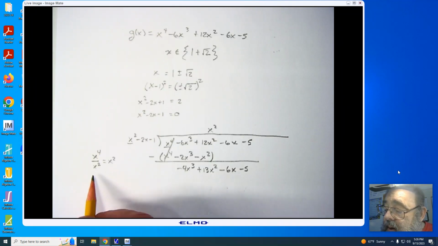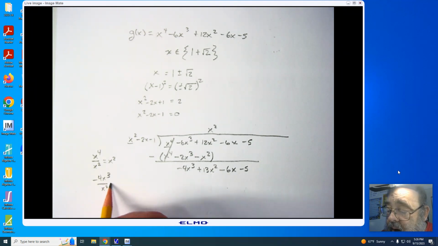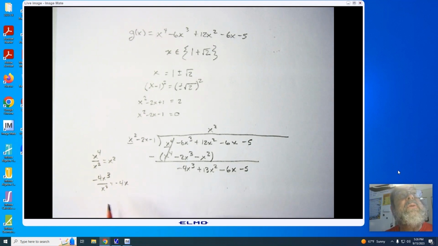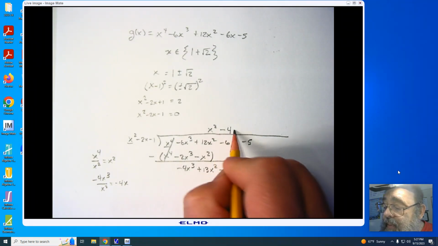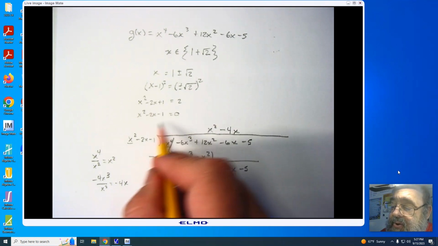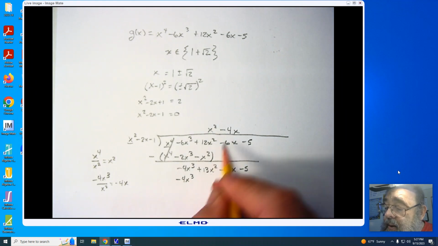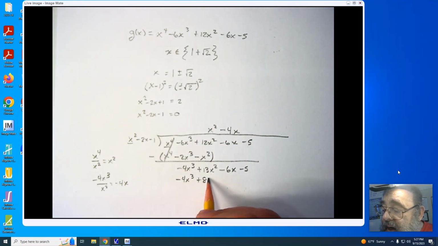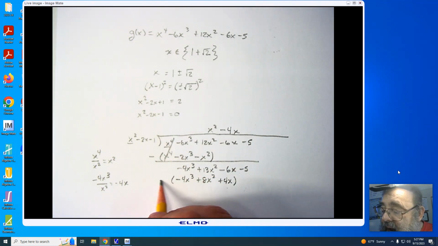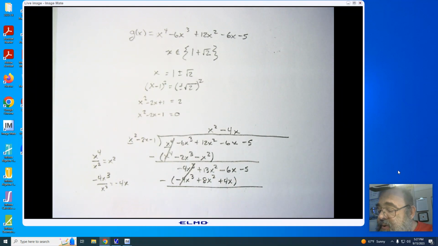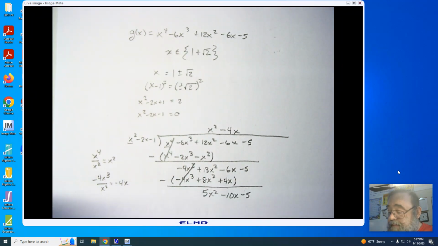Repeat the process. We now have negative 4x cubed divided by x squared, and my answer is negative 4x. We put the negative 4x right behind the x squared, and we once again distribute minus 4x times x squared for minus 4x cubed, positive 8x squared, and a positive 4x. We distribute our negative. This causes the 4x cubes to cancel, and I'm left with 5x squared minus 10x minus 5 when I bring it down.